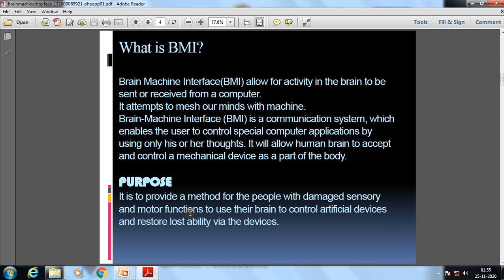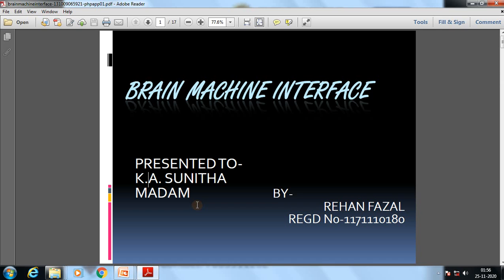Purpose: it is to provide a method for people with damaged sensory and motor functions to use their brain to control an artificial device and restore lost ability via the devices. Okay, so this is the purpose. So let's go to the next slide.